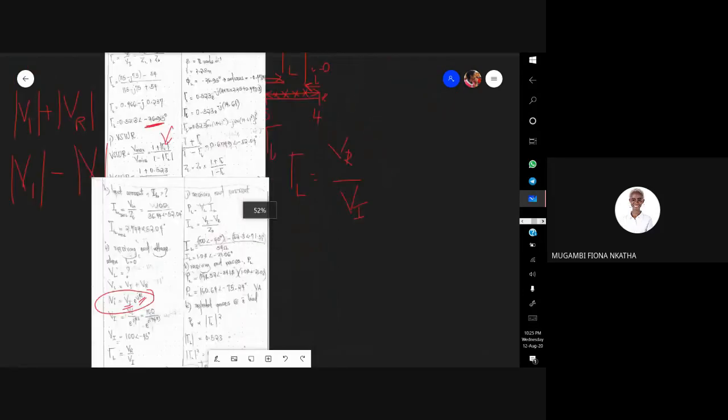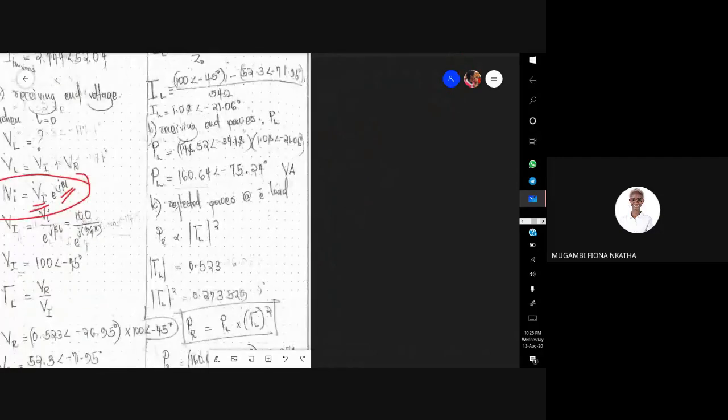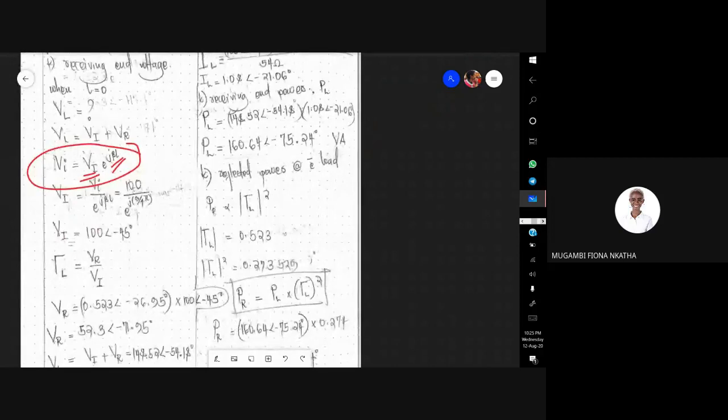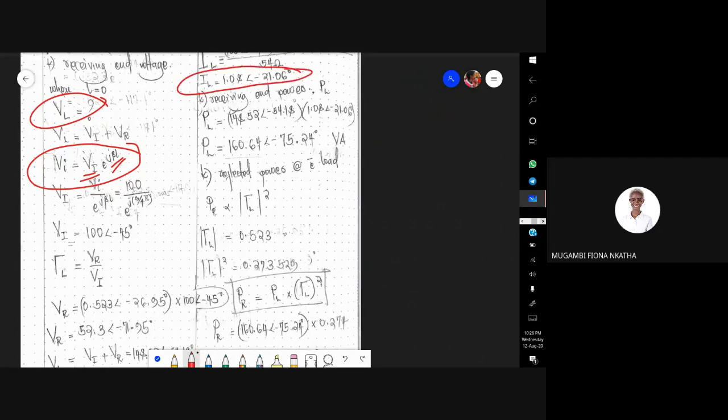And then we have the receiving end power. Please note that receiving end power is not the same as reflected power at the load. For receiving end power, you'll say VL. We found VL here before, yes? We found this is VL, right? And then you multiply it with this current that we found. Then you find the receiving end power.